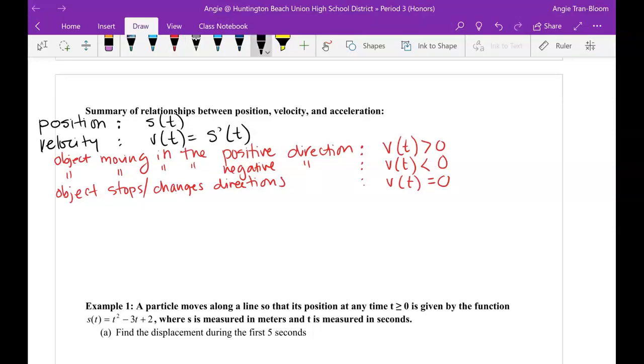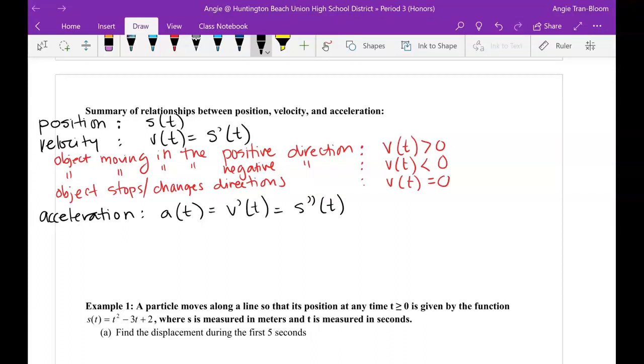And the next one is going to be acceleration. Now, how is that related to speed and velocity? Acceleration is a of t, which is the first derivative of v of t, which is really the second derivative of s of t. Okay, so that's acceleration.